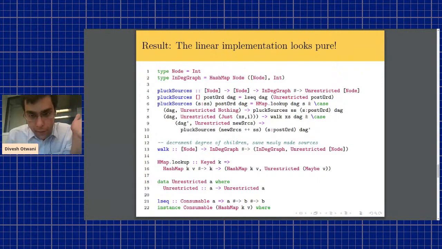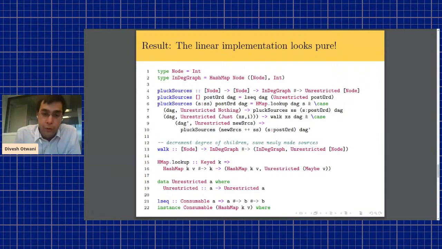So we pattern match on it. We get out a new type of lookup, which gives us the DAG and an unrestricted wrapping around the maybe value. Very similar to before, but we have to pass the DAG along in a lookup because we have to consume it. In the case on line 7, where we have nothing, we just recurse. We call pluck sources with the remaining sources, with the first source added to the beginning of the list, const prepended, and then the DAG. And if you notice, because pluck sources uses the DAG in a linear way, this type checks.